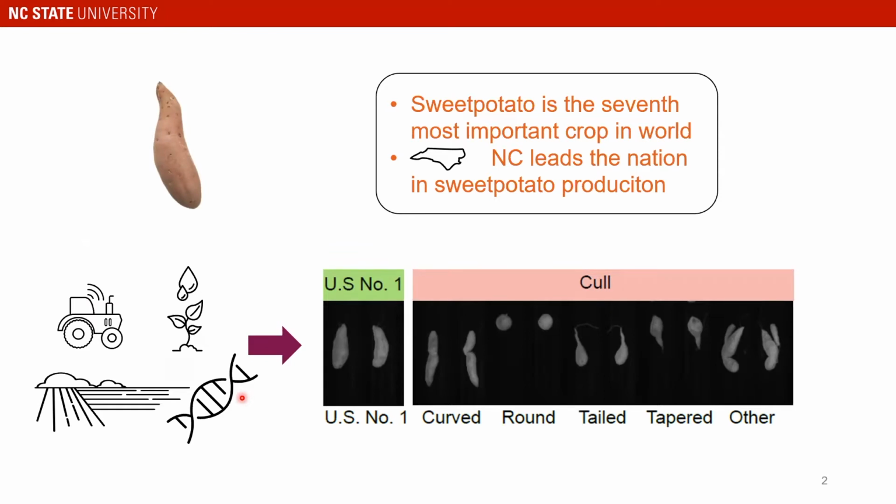A major problem in sweet potato breeding is shape deformation. Sweet potato shape is highly variable and often the reason of great economic loss to farmers. As you see in this picture here, the US #1 sweet potatoes have very high market values, whereas the culled sweet potatoes are often discarded and do not end up in the retail stores.